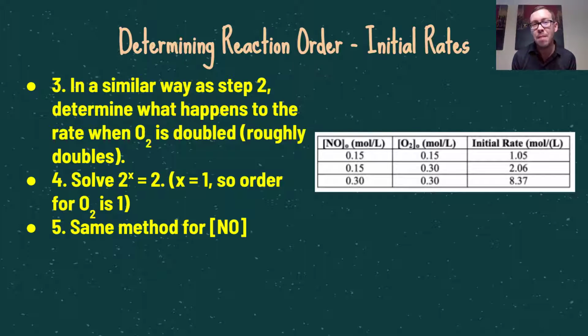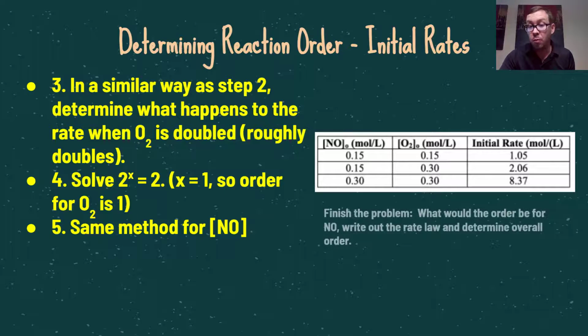We would do the exact same method in order to determine the order of NO. So just as a way to follow up and finish up this problem, we want to figure out the overall order for NO and then the rate law and overall order for the entire reaction. So again, I'm going to look for two rows, one where the concentration of NO changes, but the concentration of O2 doesn't. Again, the reason we do that is because we know that the change in initial rate is only going to be solely due to the change in concentration of NO when O2 stays the same.